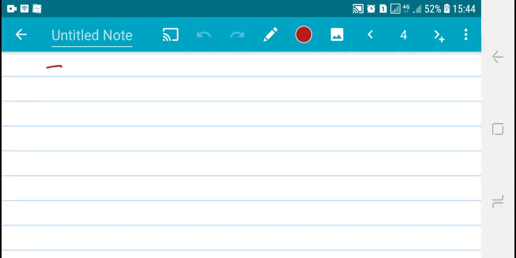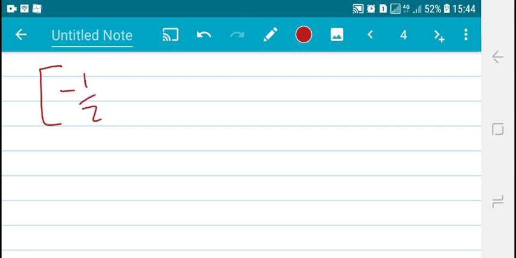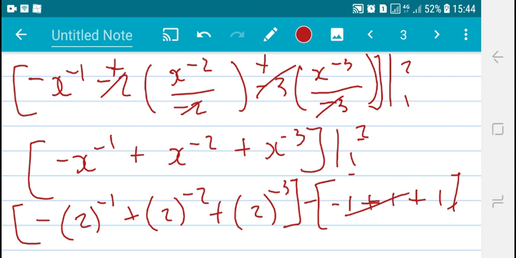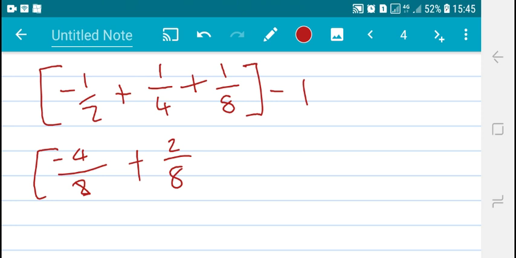Next page. So it's negative a half, negative a half, negative a quarter, plus a quarter rather, plus an eighth, plus 1 over 8, and of course I have to subtract 1, and then you have to evaluate this. I find that the lowest common denominator is 8, so I multiply the top and bottom by 4, negative 4 over 8, then I multiply this one by 2, so 2 over 8 plus 1 over 8 minus 1.